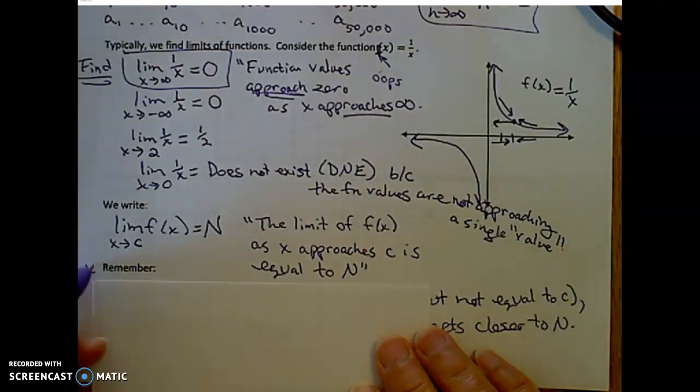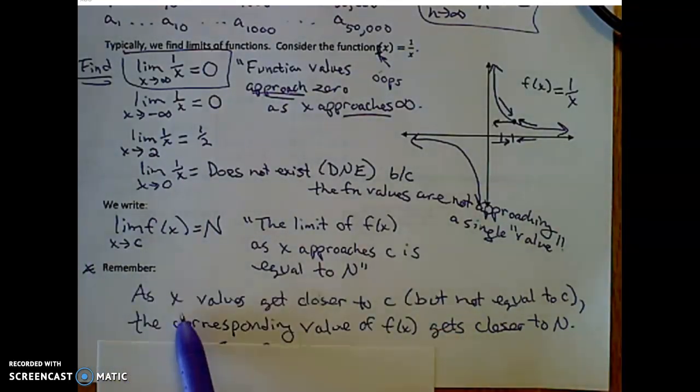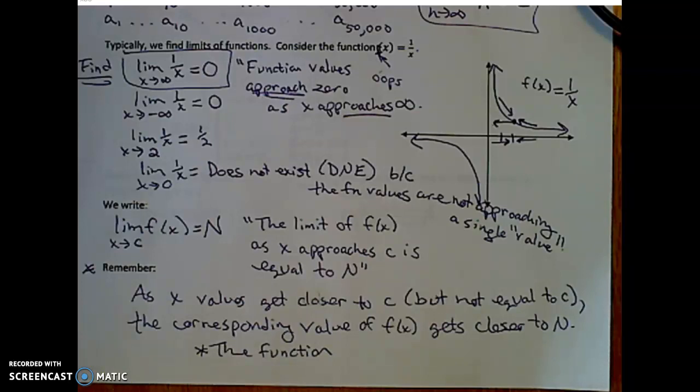Important for limits: remember that as x values get closer to c, but not even at c, the corresponding function value gets closer to n. And we'll see in a moment, the function does not even need to be defined at c because we're just getting closer and closer to c.